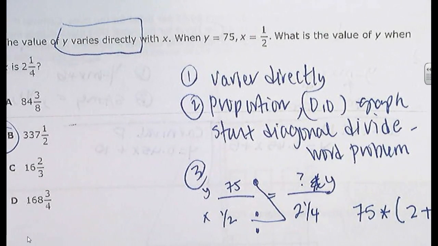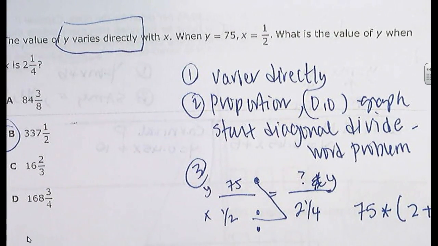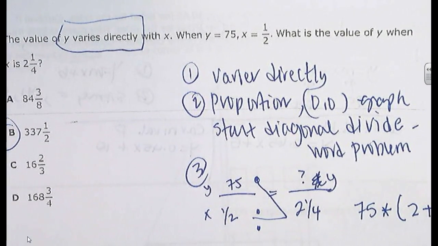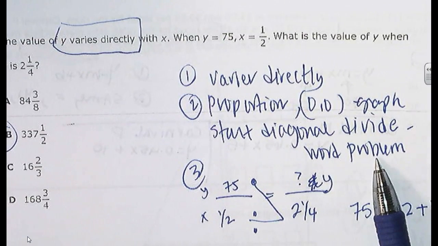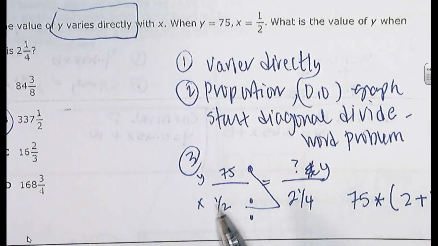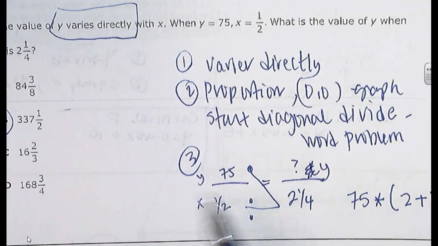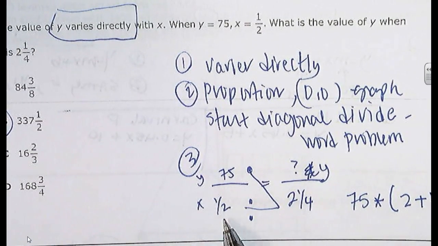Question 9 talks about y varies directly with x. Now, if it says varies directly, folks, that's slope. So, it's a proportion. That means it goes through 0, 0 on the graph. It means you would start diagonal divide if you've got a word problem. So, let's set up our word problem. It says y equals 75. So, here's my y, 75. X is half. I wrote it.